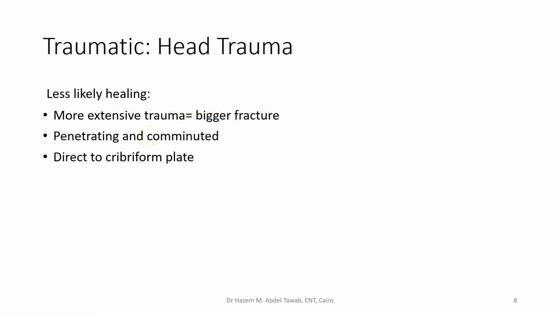Sometimes with penetrating wounds, like bullets or maybe knives, or comminuted fractures where there is loss of tissue, usually the trauma is more. It means the defect is bigger. It means the fluid is more. The third condition is trauma directed to the cribriform plate, and this is of utmost importance because this is actually the most common site where the leak happens.